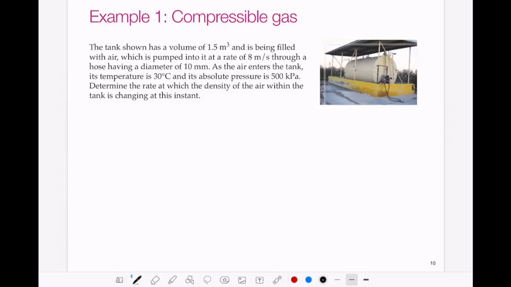So let's start by just writing our continuity equation, which is our Reynolds transport theorem for conservation of mass. That's called our continuity equation.